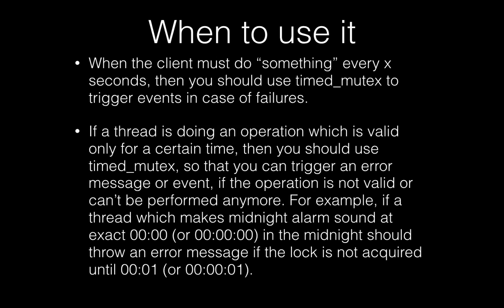As an example, let's say you're writing code in which you have allocated one thread to make the midnight alarm sound at exactly 0 o'clock, and if that point in time has elapsed, then the thread would be useless and its task wouldn't have a specific meaning. In such cases you should be triggering an error. So these are the important things you should know about timed mutex.